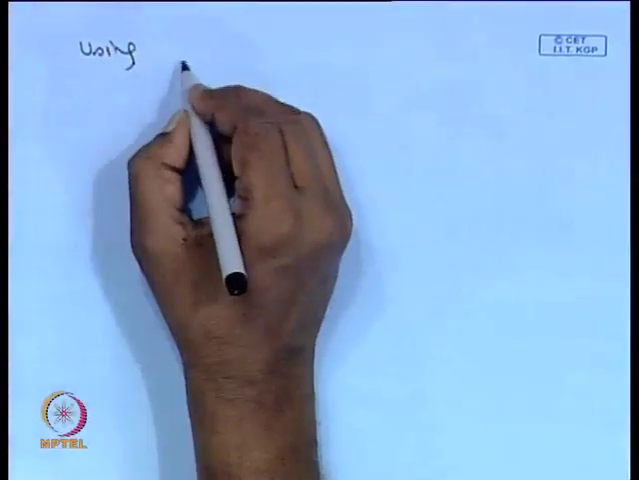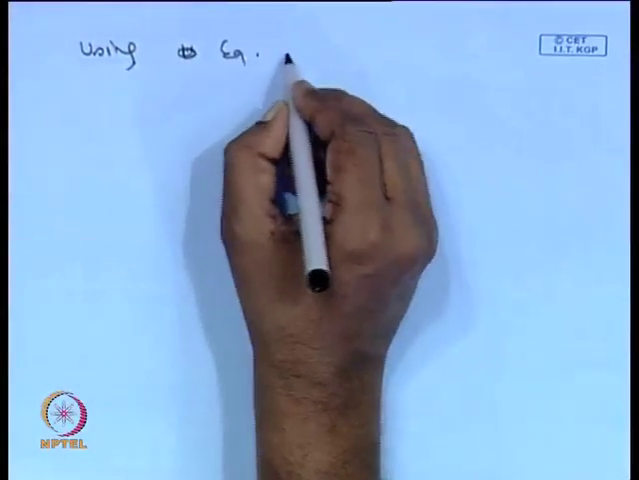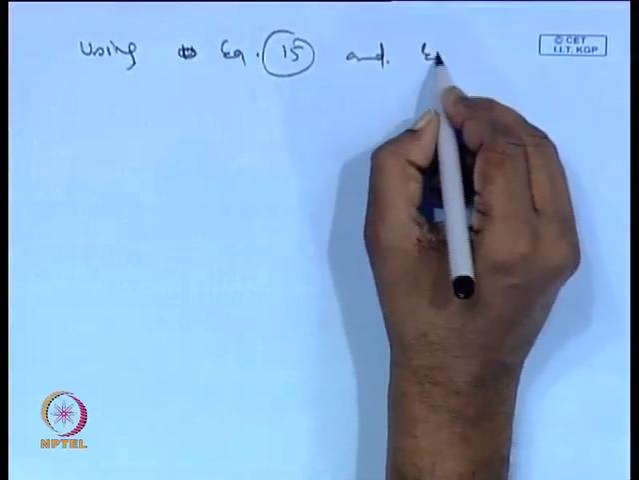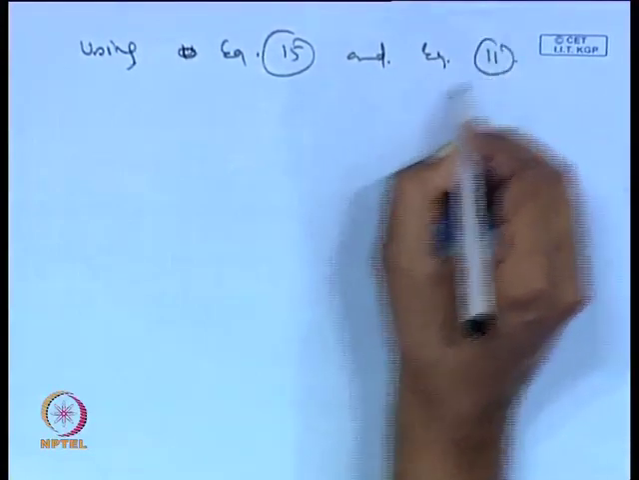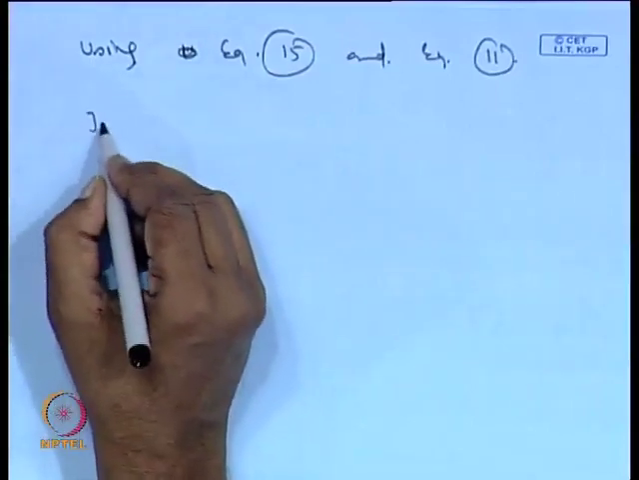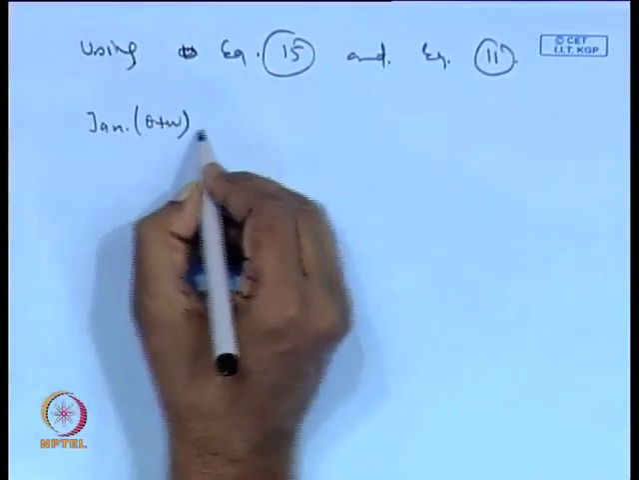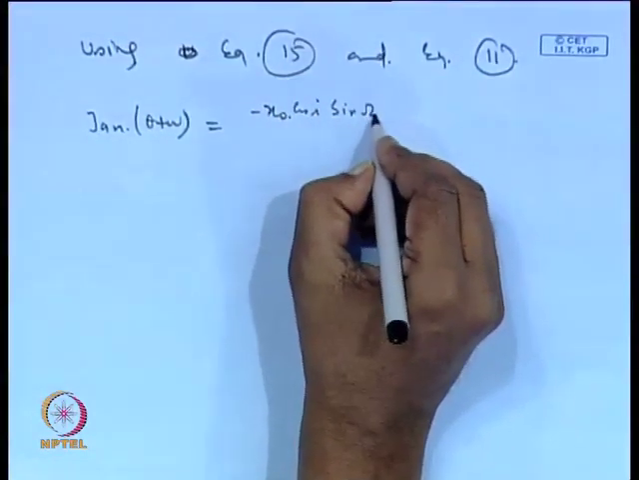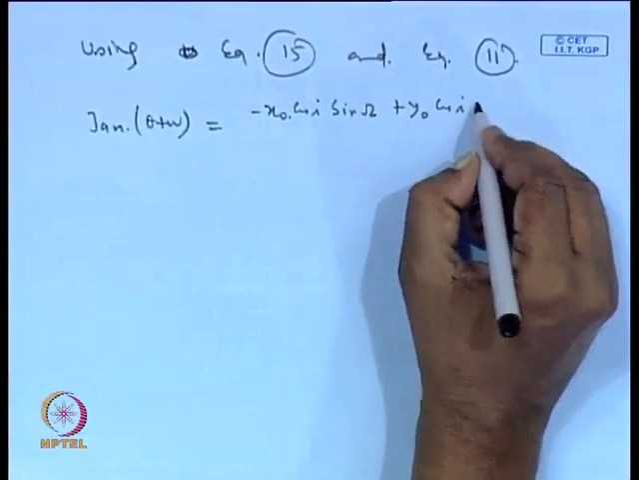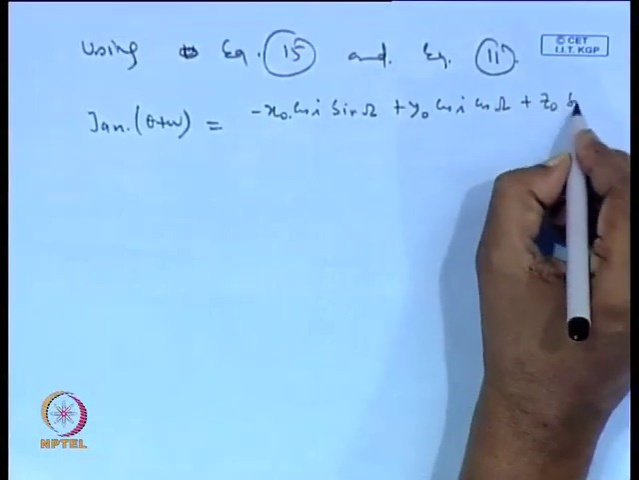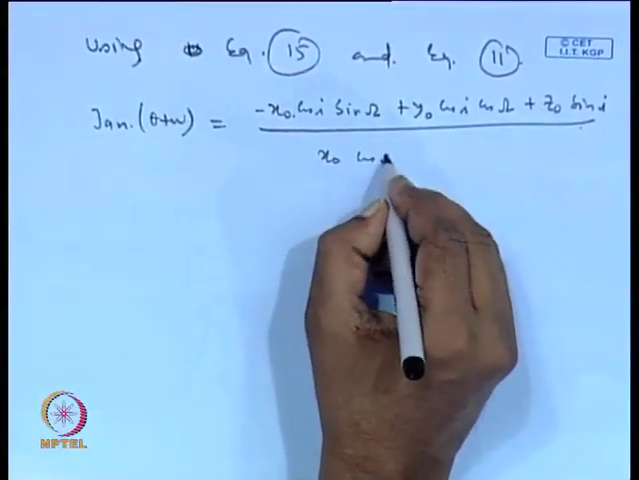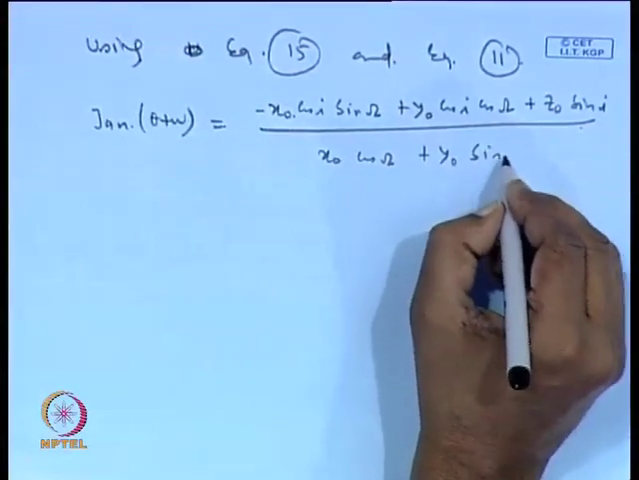So, using equation 15 and equation 11, we can write tan(theta plus omega) equals minus x0 cos I, z0 sin I divided by x0 cos capital omega plus y0 sin capital omega.